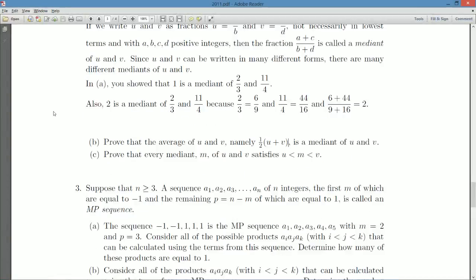All right, C, the last part. Prove that every median m of u and v satisfies u less than m less than v. Okay, these are strict less thans.